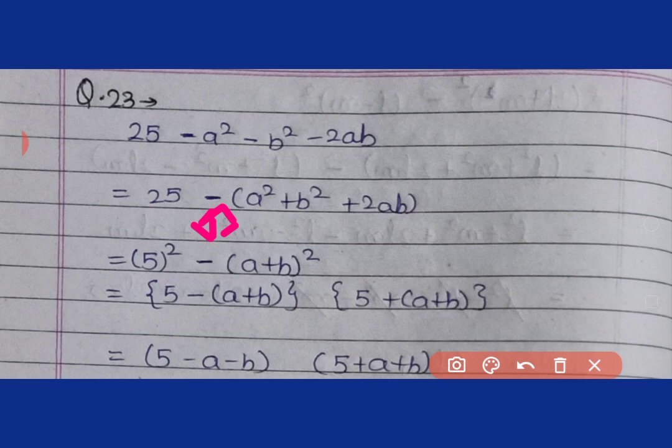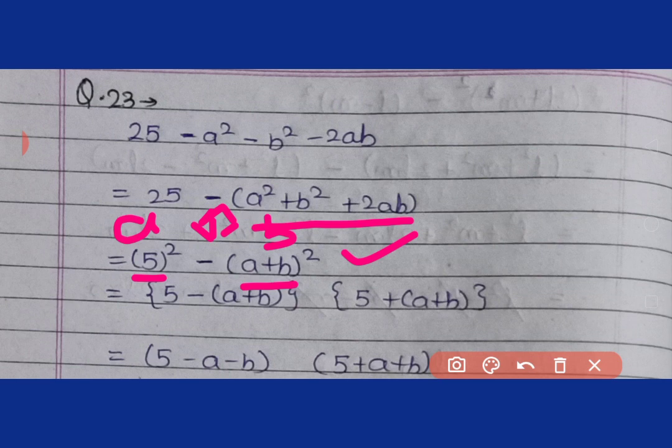Now whenever you see it in brackets, then it is an identity formula: a square plus b square plus 2ab, or a square plus 2ab plus b square. This is the formula of (a plus b) whole square. I hope your concept is clear about the previous questions which I have explained. Now 5 square, this is the square of 25, and here (a plus b) whole square. Now we can directly write a minus b and a plus b. So the value of a is 5 and the value of b is a plus b.